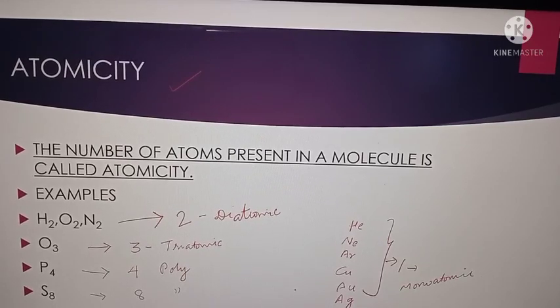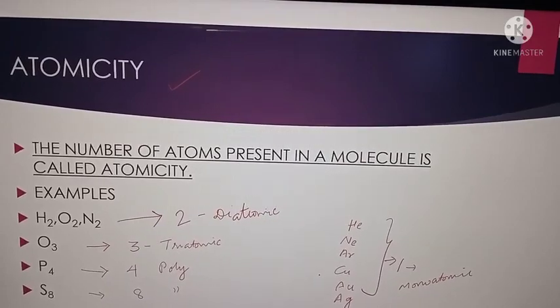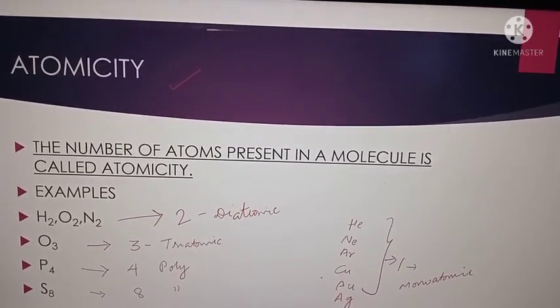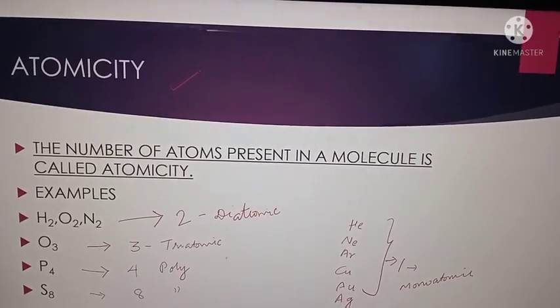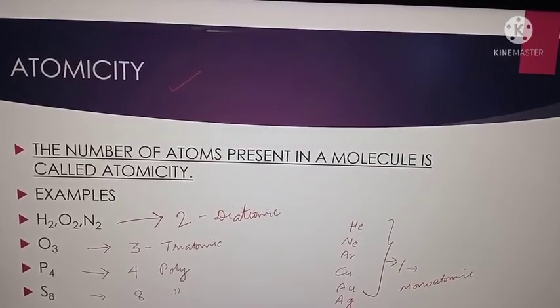So what is atomicity? It is the number of atoms present in a molecule. Atomicity can be 1, for example monoatomic substances; 2, it is diatomic; 3, triatomic. And 4 onwards we can say it is polyatomic. Phosphorus, sulfur, etc. are examples of polyatomic molecules.